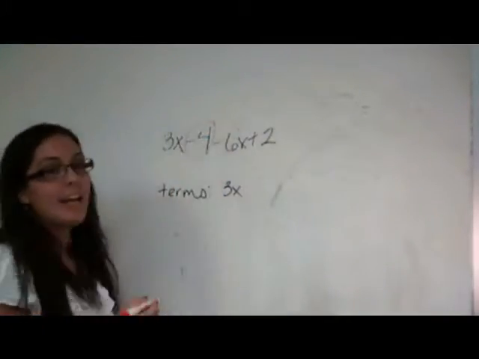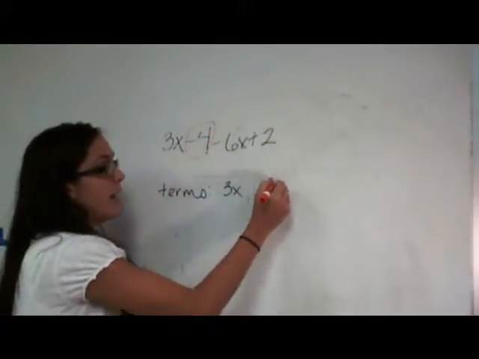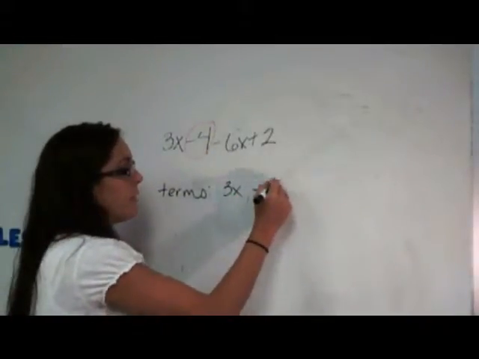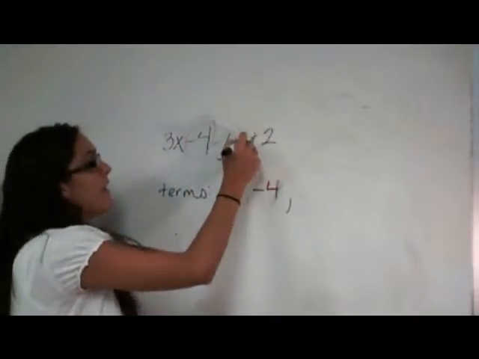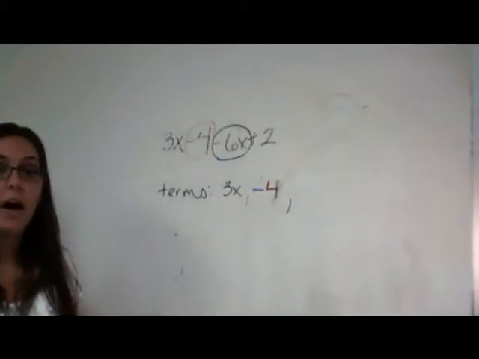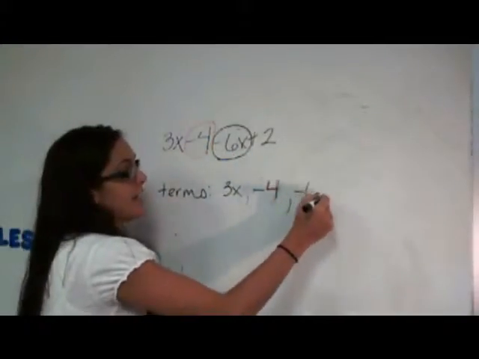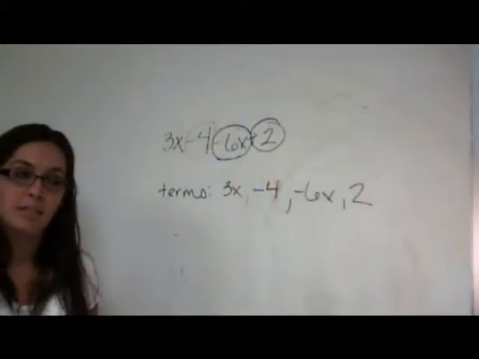Here we have a negative 4. Or you could say subtracting 4, but when you say identify a term, it's going to be a negative 4. I think it's better if I put it. And then you have subtracting 6x. Again, that subtracting sign stays with the term, so it's going to be a negative 6x here. And then you have plus 2, and that just translates to a positive 2.